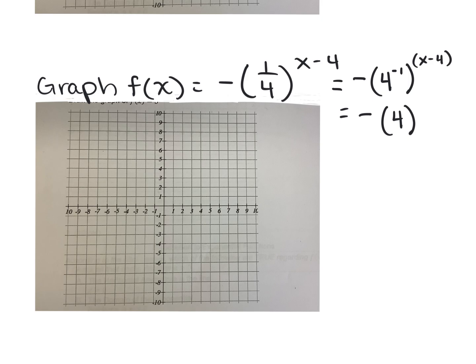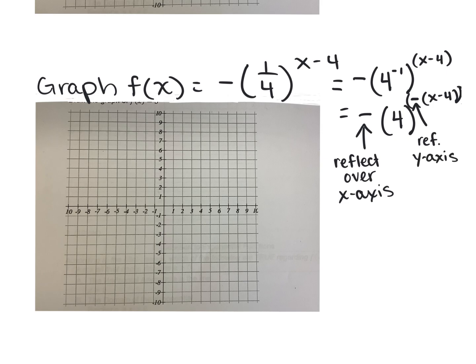Now the hesitation that we have and what we want to do is to distribute that thing, but you do not want to distribute, okay? Be very careful with this. So I have a negative on the outside, and then I have x minus 4. Now there are 3 different transformations going on here. This one is going to reflect it over the x-axis. And then we have a negative on the inside here. So that's going to reflect over the y-axis. And then we are subtracting 4, so we would move right 4 units.